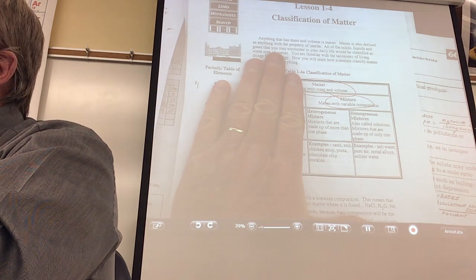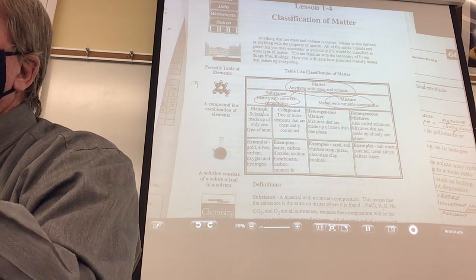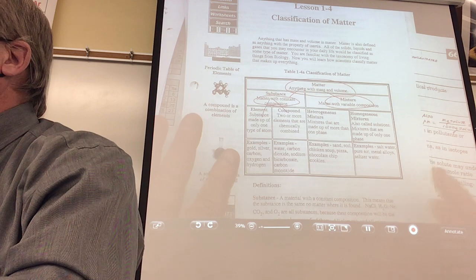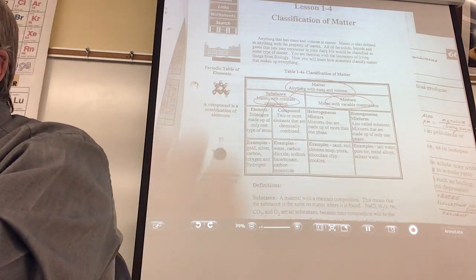Is that just a chart you have? Or is it in our handout? No, this is one I use in 10th grade. That's not this chapter. I just said, do you remember when we did that? We did the classification of matter. And then guess what happens?